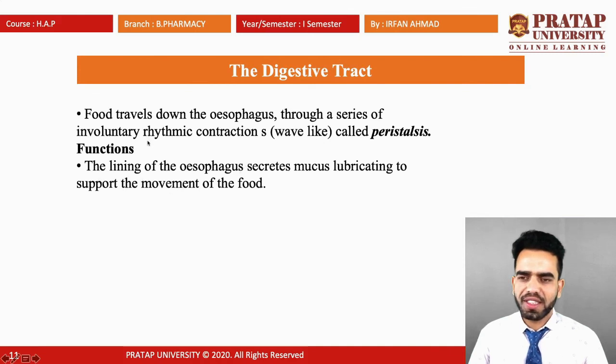So the oesophagus has the important function of lubrication, meaning it lubricates the food, and then the food moves into the stomach where the further digestion of food occurs. So this is all for today.